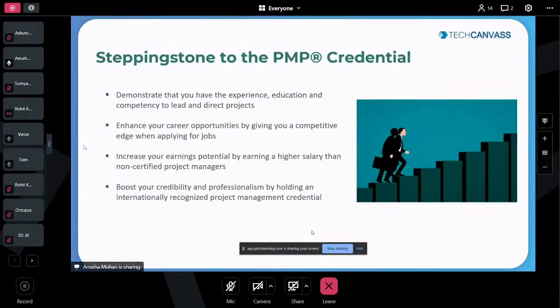So the fourth reason for the same is it boosts your credibility and professionalism by holding an internationally recognized project management credential. Not just India, not just UK, not just US, you can go anywhere in the world and show them your credentials, PMI credentials, which is CAPM and PMP and RMP. You can just show all of them to the employer and you can land a job very easily.